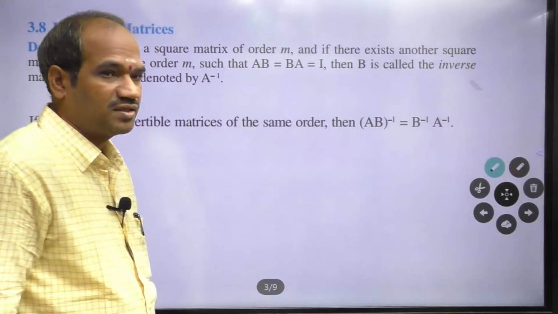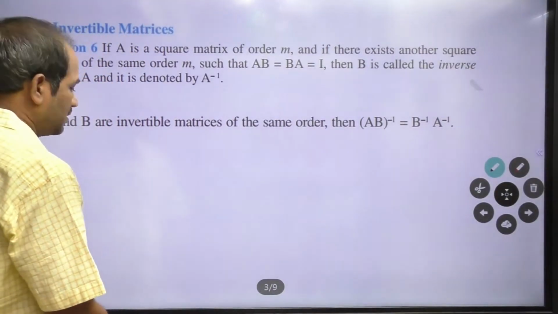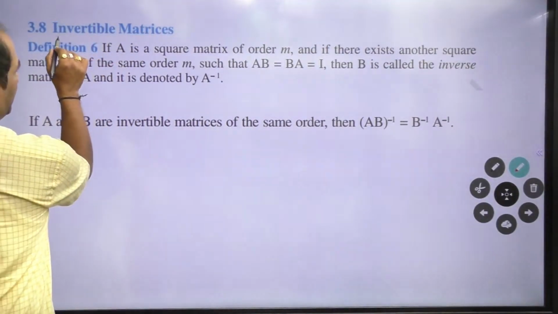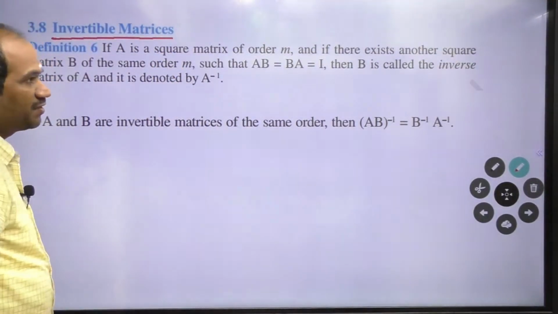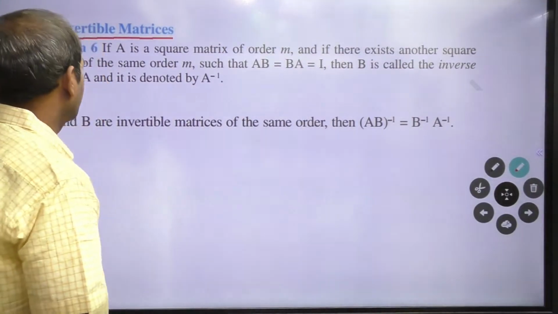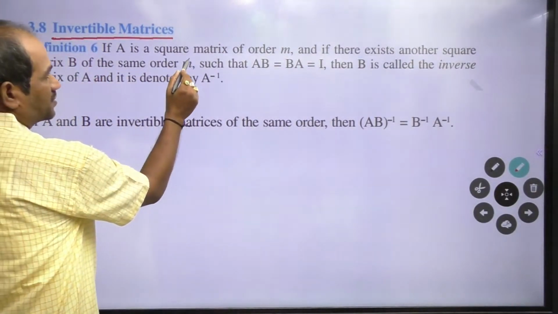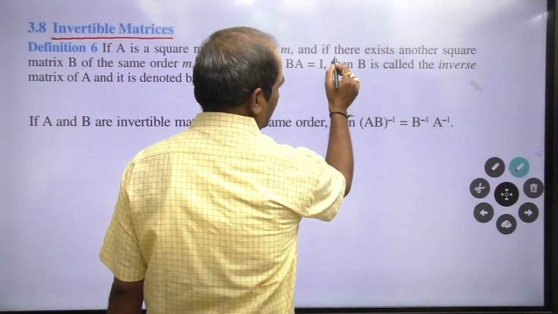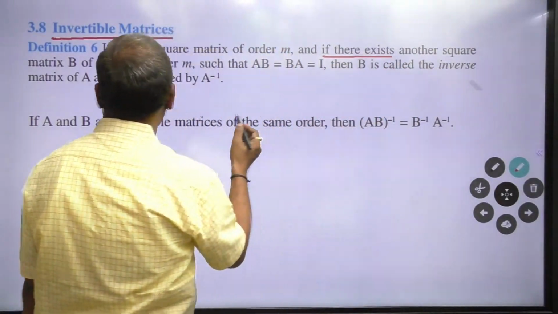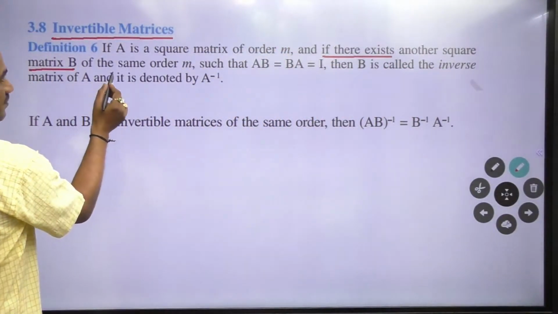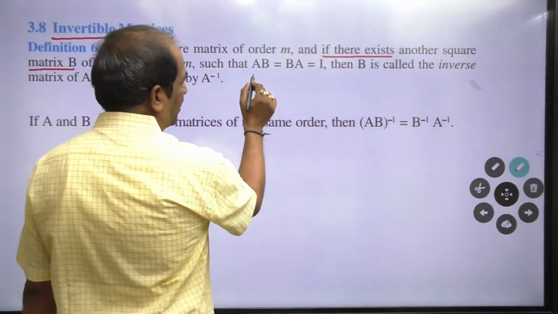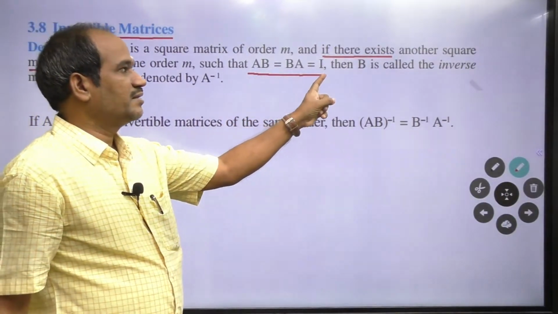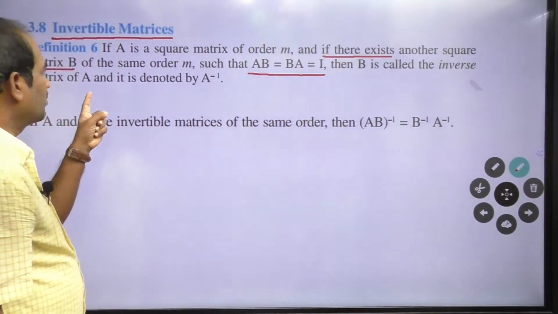See here, in this next definition: invertible matrices. So in this definition, if A is a square matrix of order m, and if there exists another square matrix B of the same order m such that AB is equal to BA is equal to I, then B is called the inverse of the matrix A.